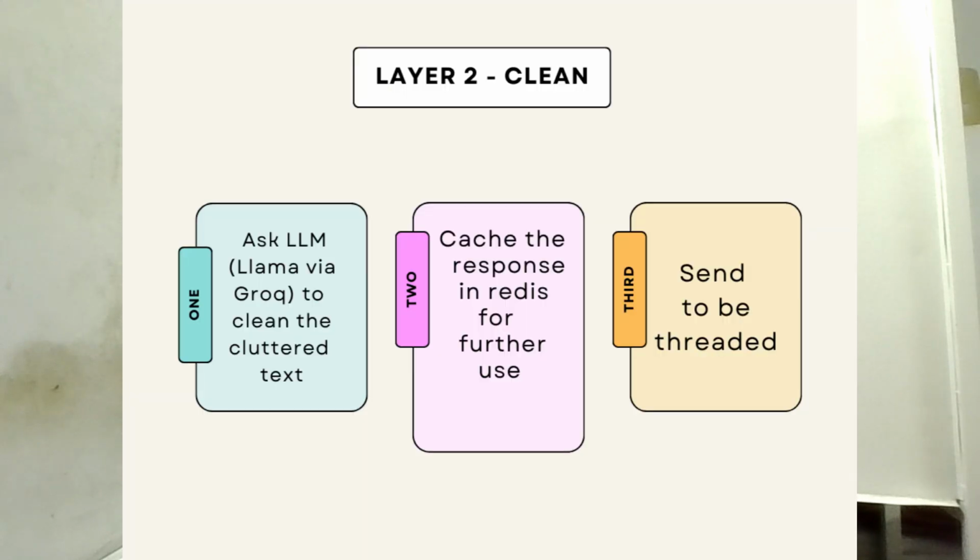This data is then passed on to the second layer, which is the cleaning layer. This layer has an LLM which cleans the text on the screen, which might be cluttered with unnecessary information. This layer is powered by Groq, which does it faster than using direct API calls.